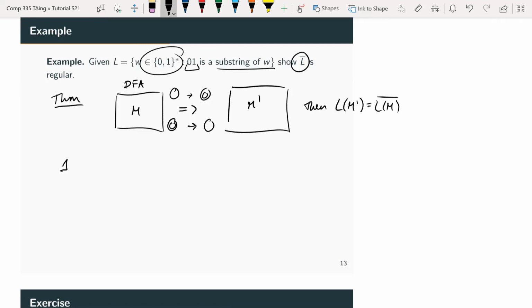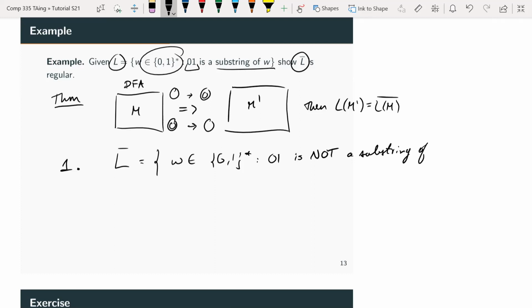So there are two ways of doing this. One way is, in this case, we have L, so we could write the definition for L complement, which would be W in {0,1}*, such that 01 is not a substring of W. So you would write this language L complement and then construct a DFA M such that L(M) is equal to L complement. So this is one way.